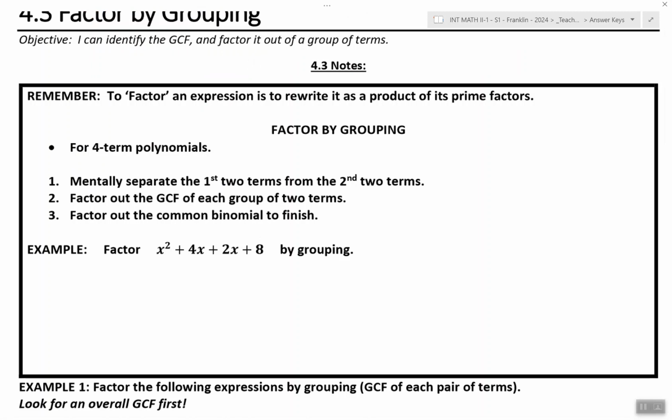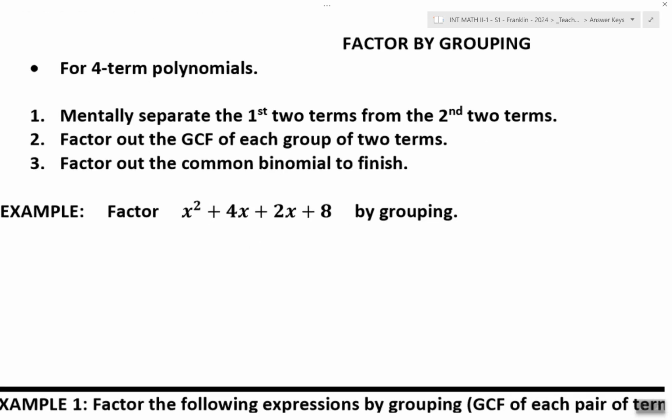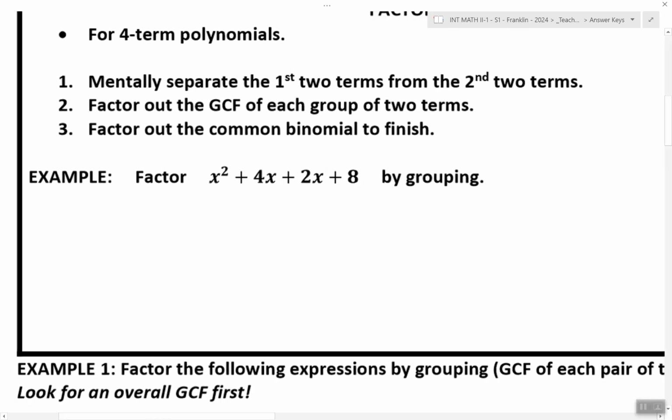So when you have 4-term polynomials, and you can see this example right here, 1, 2, 3, 4 terms, what you want to do is mentally separate the first 2 terms from the second 2 terms. So we're going to look at each set of 2 terms separately. In those 2 groups, you factor out the GCF of each, and then you'll see we have a common binomial that we can factor out to finish. That probably doesn't make sense. Let's see how it works.